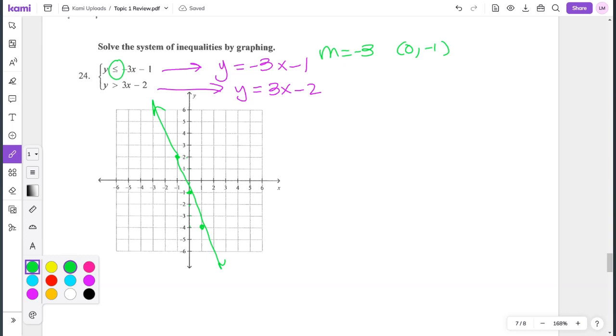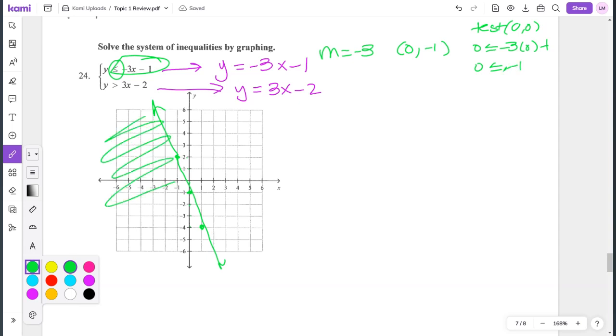I'm going to test 0, 0. So 0 is less than or equal to -3 times 0 minus 1, so I went back to the original to test it. So 0 is less than or equal to -1. That is not true. So I'm going to shade on the side that 0, 0 is not on.